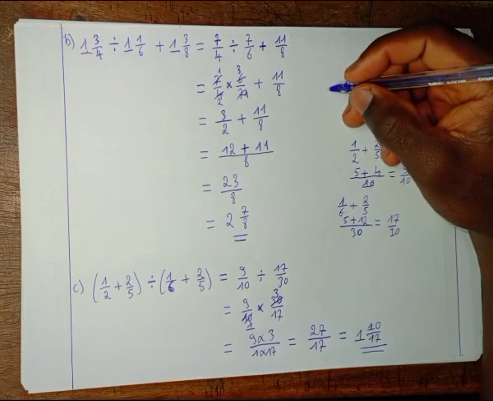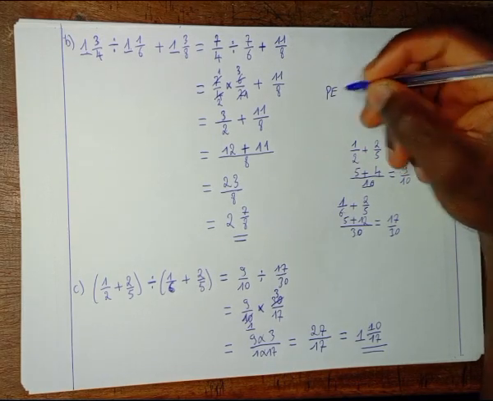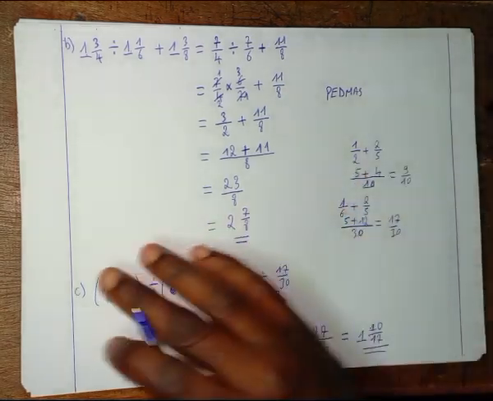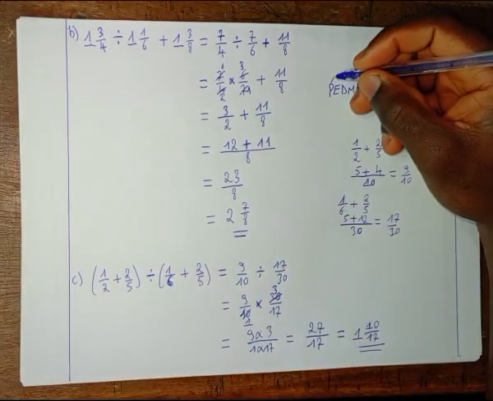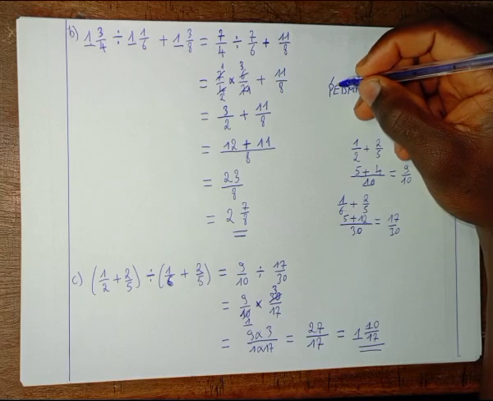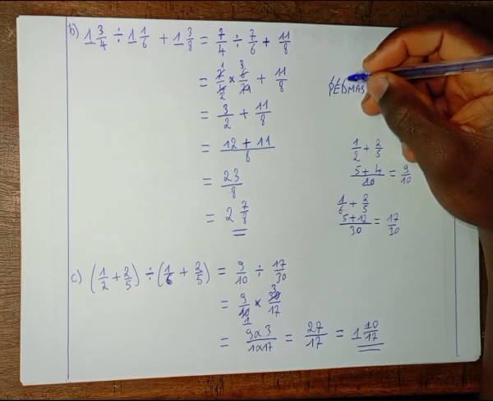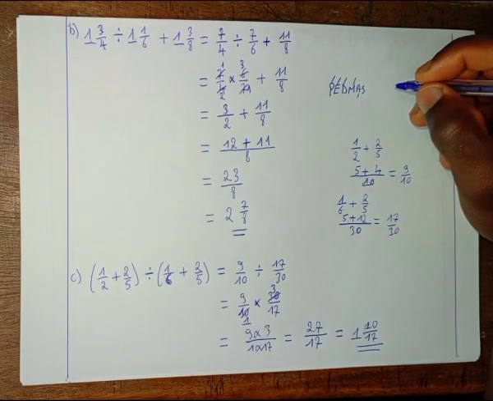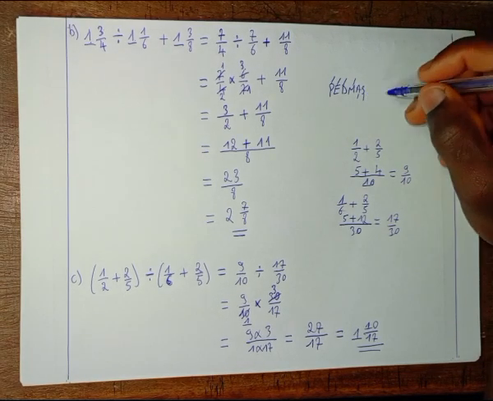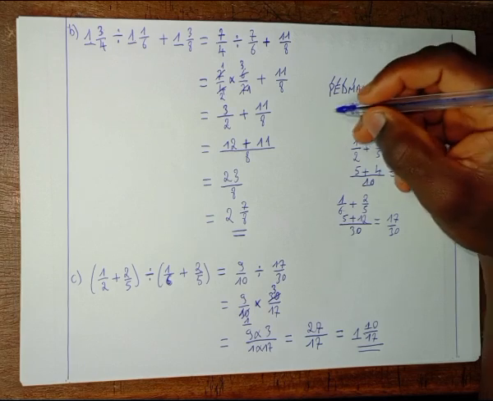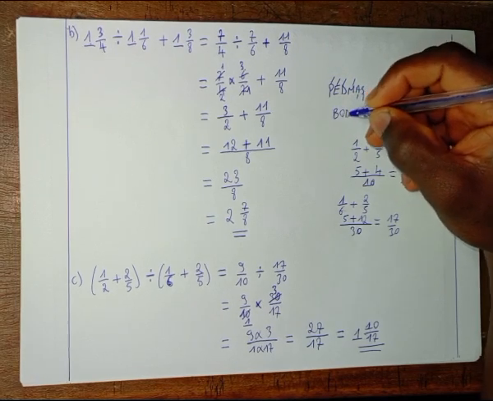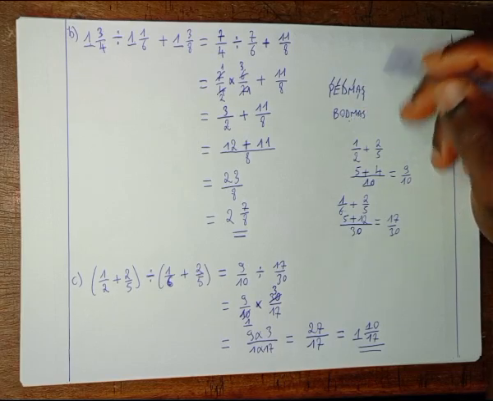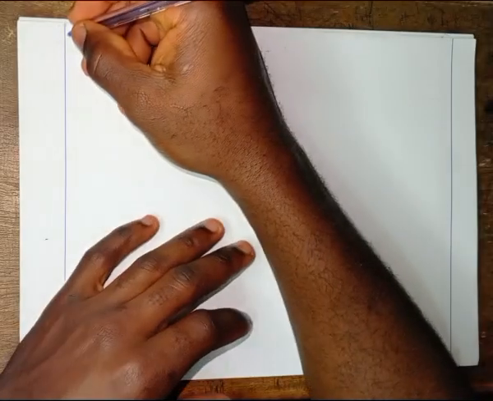You also take note, most often in other books you'll see something as such: PEDMAS, where P stands for powers, E stands for exponent, D stands for division, M stands for multiplication, A stands for addition, and S stands for subtraction. This is the same as BODMAS. Take note of this. You either use this or this one. Go now to question 2.